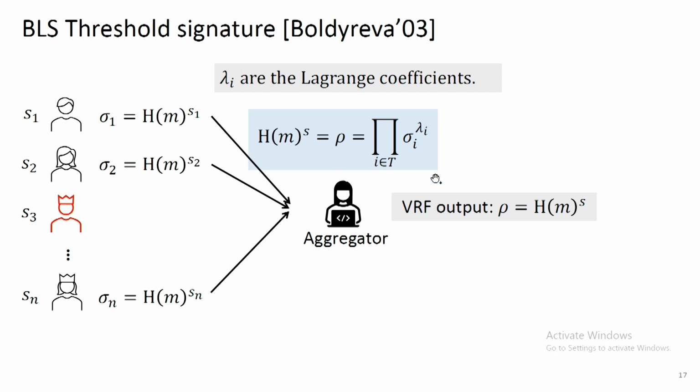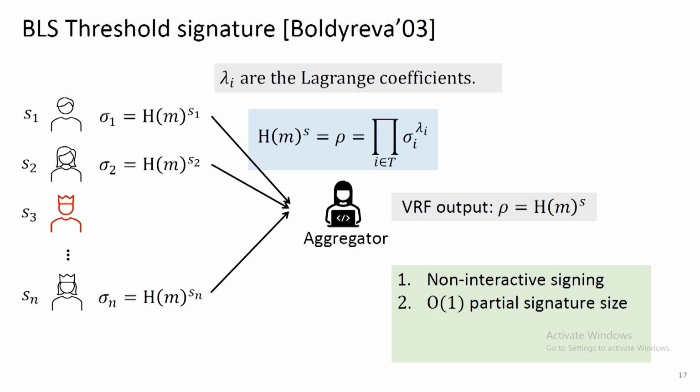To compute rho, you need to get at least t partial signatures sigma. That's why this is called a threshold VRF. There are some really nice properties. This is a signature scheme, so we'll talk about signature properties. It has non-interactive signing. The partial signatures are also fast. The aggregation costs are also fast, and the crucial property we rely on here is that the signatures are unique. That's why we can use them as a VRF.